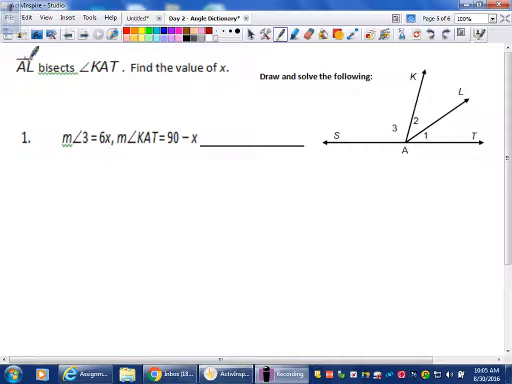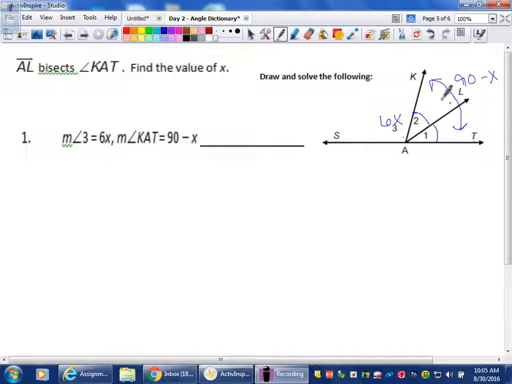Then they tell you ray AL bisects angle KAT. So here's angle KAT, it bisects, so I know that angle 1 and angle 2 are congruent, because bisects means it cuts it into two congruent angles. And they want us to find the value of x. So number 1 states that the measure of angle 3 is 6x, so label that on your diagram, 6x. And the measure of angle KAT, so this whole angle right here, is 90 minus x. They want us to solve for x.